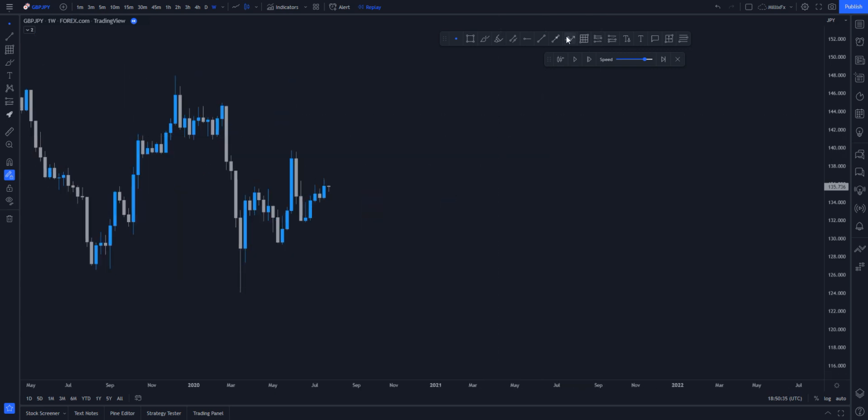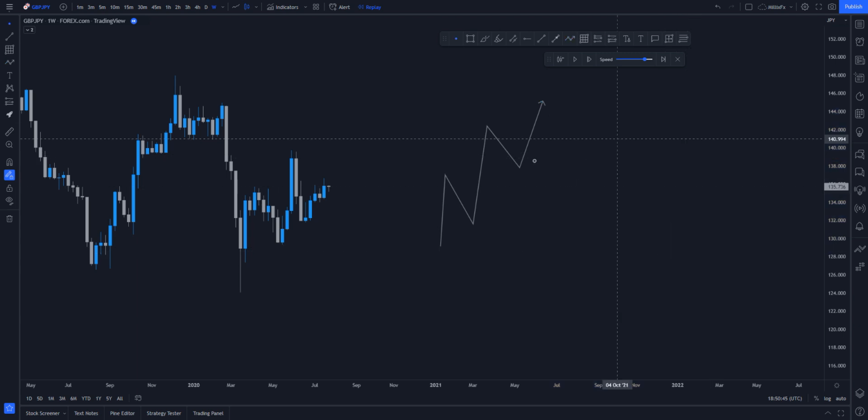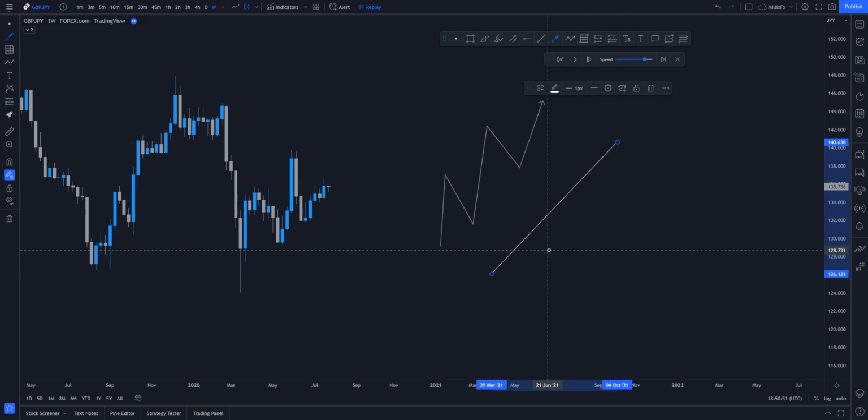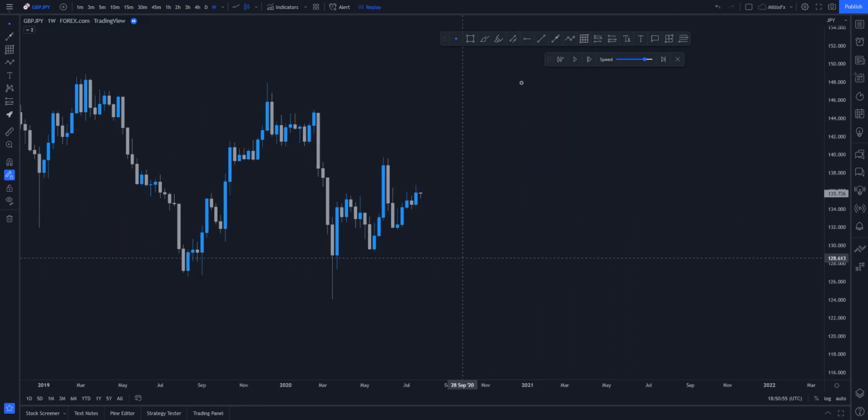So when we come to market structure, I explained that market structure is just a series of higher highs and higher lows when it comes to the uptrend, and lower lows and lower highs when it comes to the downtrend, right? And hence that is what we are going to exhibit here. But in this case, we are going to take the buy trend, which is higher highs and higher lows. All right. So we are going to analyze the market together.